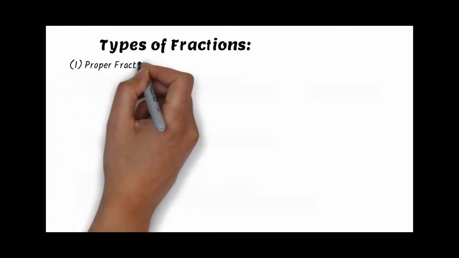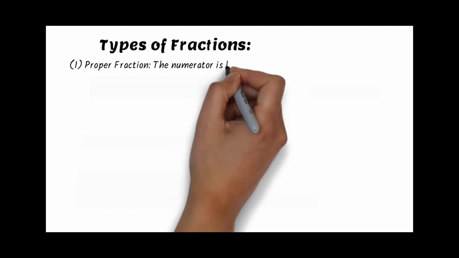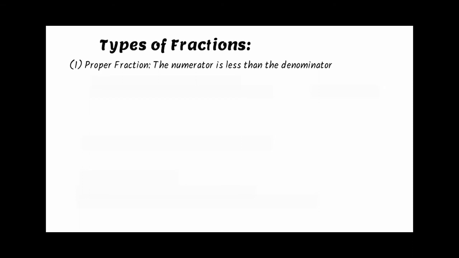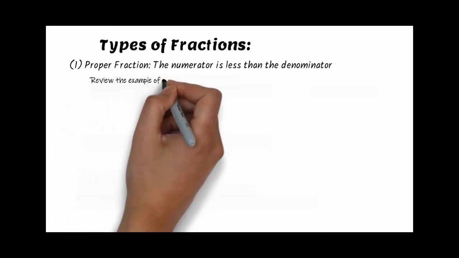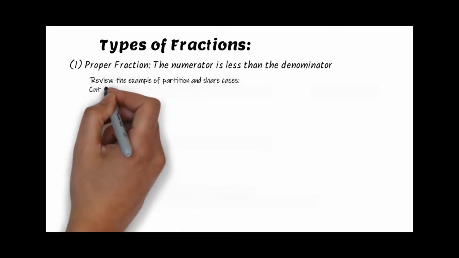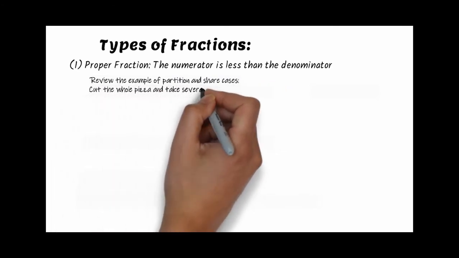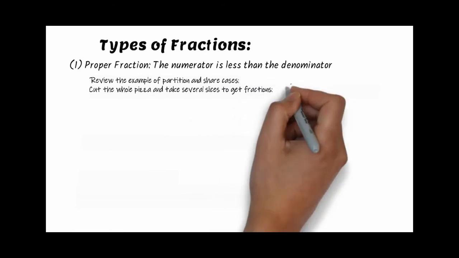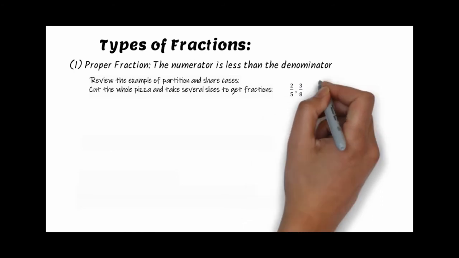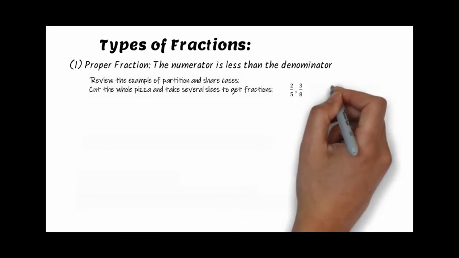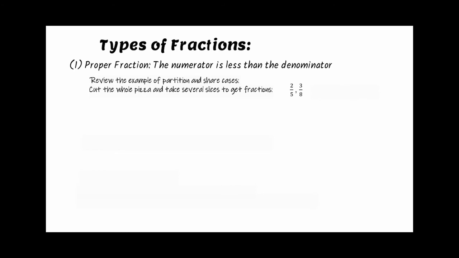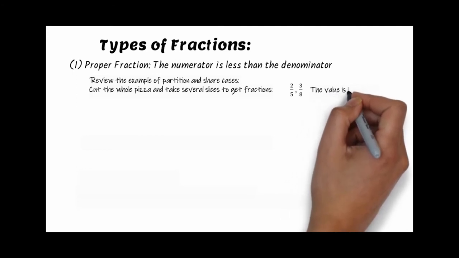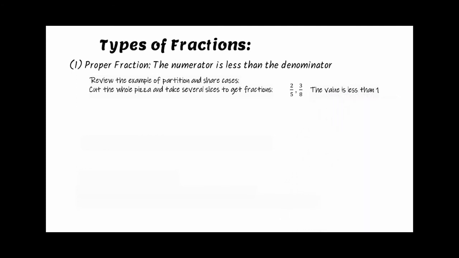Our first type of fraction is called a proper fraction. In a proper fraction, the numerator is less than the denominator. If we review the examples from previously on partitions and shares, where we had a whole pizza and cut it up into equal pieces and took several slices out to get fractions: if we cut a pizza into 5 equal pieces and took 2 out, that's 2/5. And if we cut the pizza into 8 equal pieces and took 3 out, that's 3/8. The values of these fractions are less than 1.